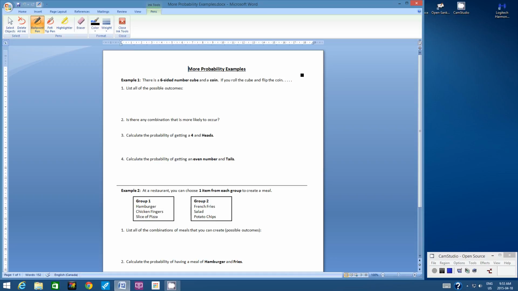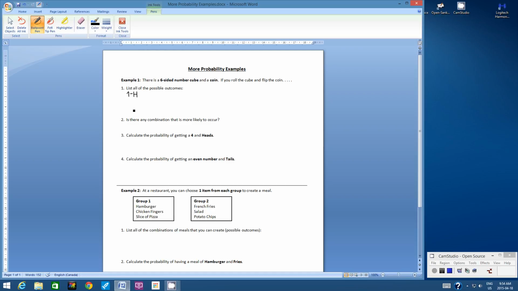So when you list outcomes of two different events, make sure you do it in an organized fashion. Don't just do it random, because it's very hard to keep track of the outcomes that you've listed. So if we start with the number cube, and we should because that's the first thing that's listed, if we roll it, we can get a 1. And then if we flip the coin, we can get heads, okay? So it's up to you on how you're going to proceed here.